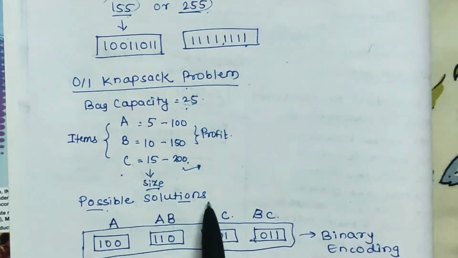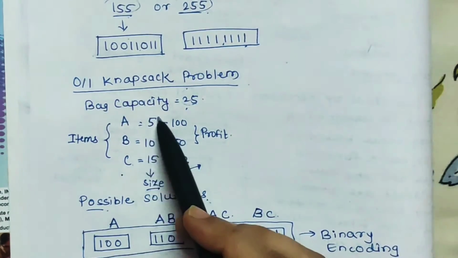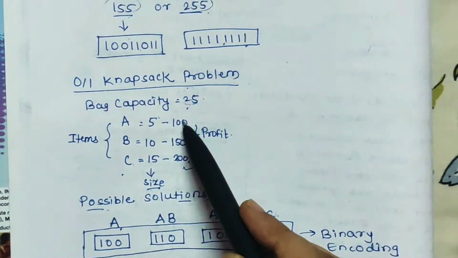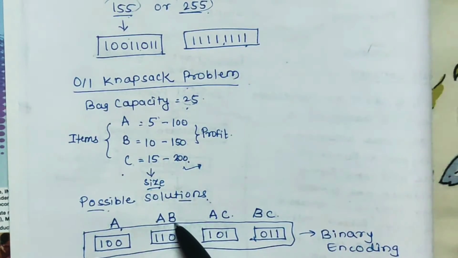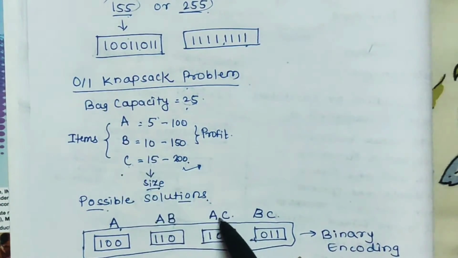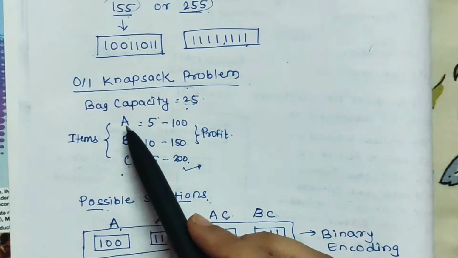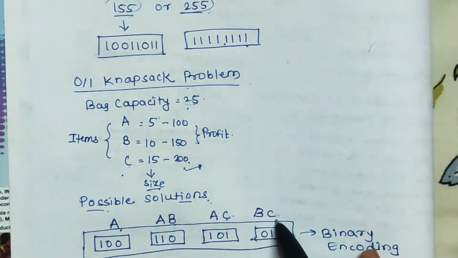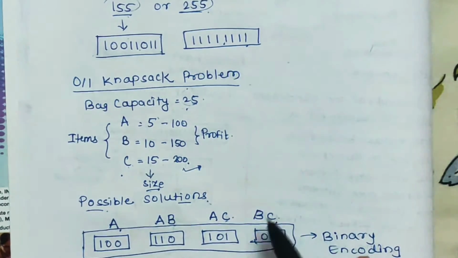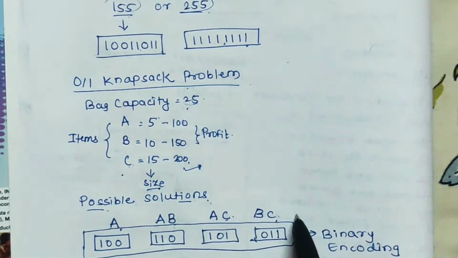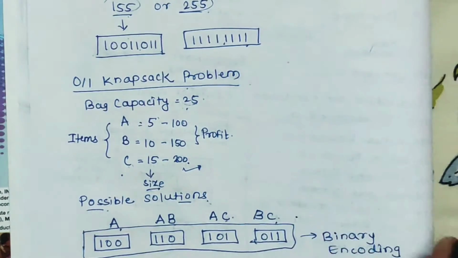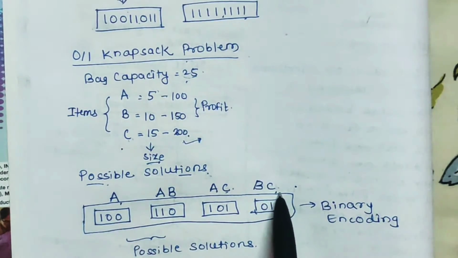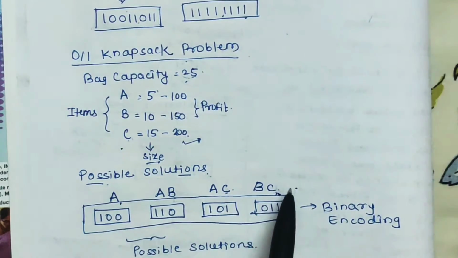Now the possible solutions can be: you can put only element A into the bag, or you can put elements A and B together into the bag, or A and C together, or A, B and C together. So these are the various possible combinations. How can we represent this? We have used 3 bits to represent it.